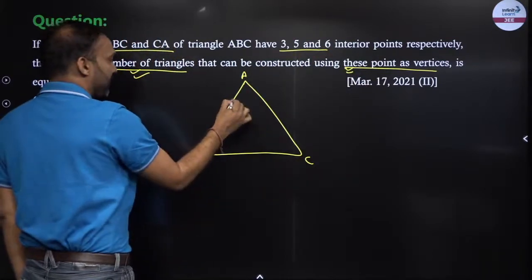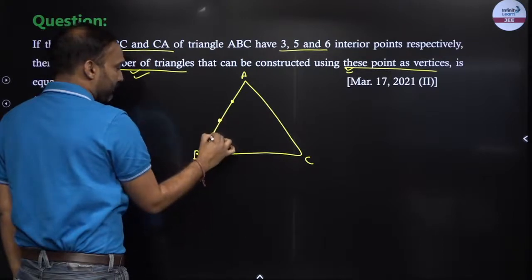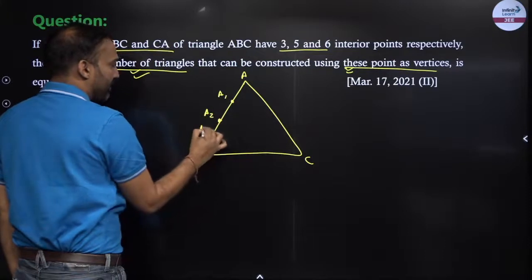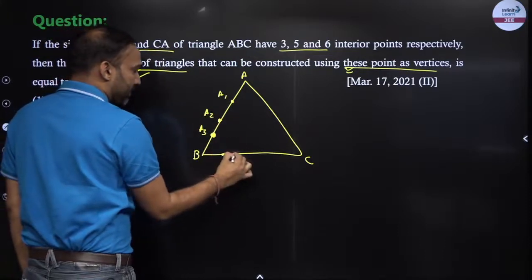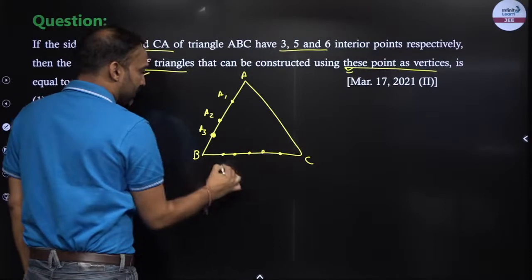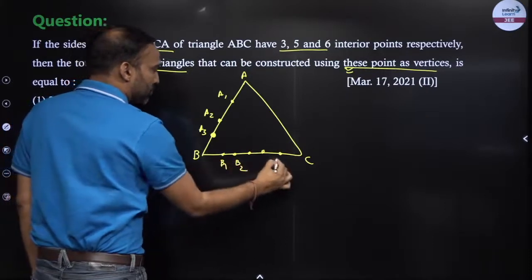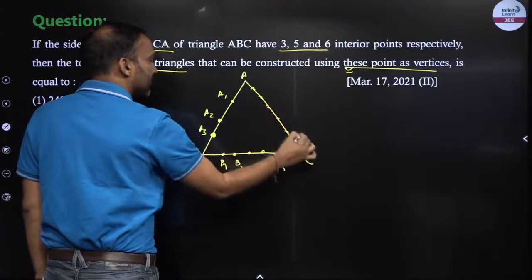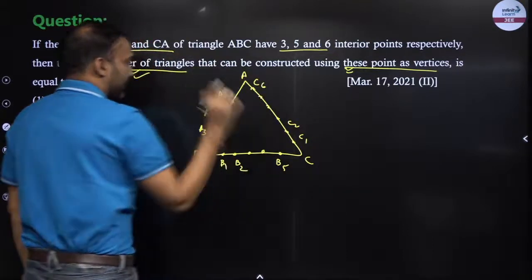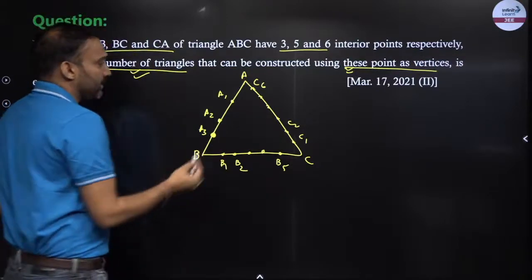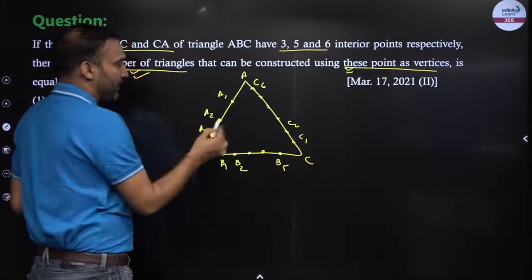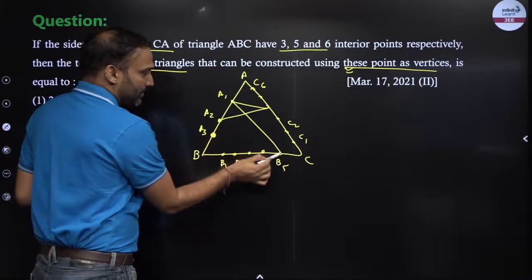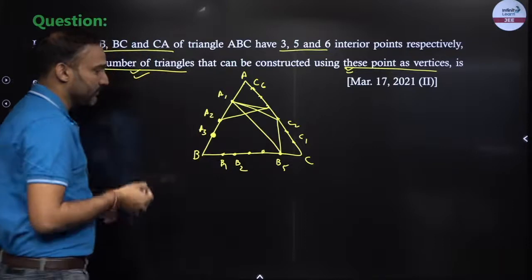So on AB, I have 3 points. Let's say I call them A1, A2, A3. Then I have 5 points over here, 1, 2, 3, 4, 5. Let's say I call them B1, B2, and so on till B5. And over here I have 6 points, C1, C2 till C6. So I have to make a triangle using these interior points, not A, B, C. Let's say this is a triangle formed.